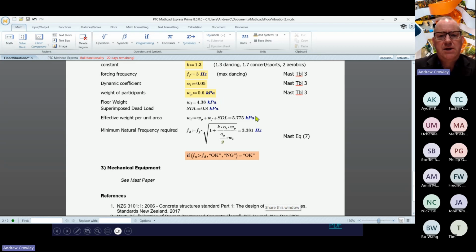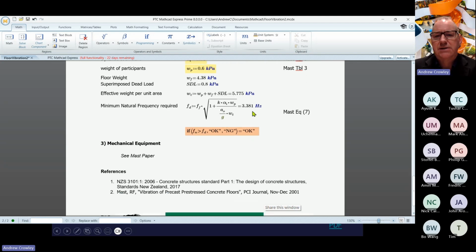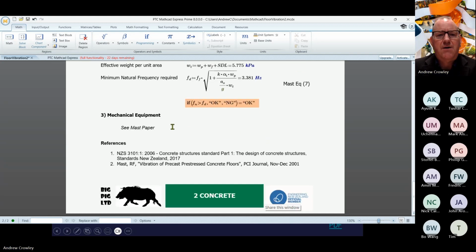And then top that all up, put it into the equation to get your minimum natural frequency required for the dancing situation. And as it turns out, that's 3.38 hertz. Is our natural frequency bigger than that? Yes, then it's okay. For mechanical equipment, I haven't written up the calculation for that, so go see the Mast paper.